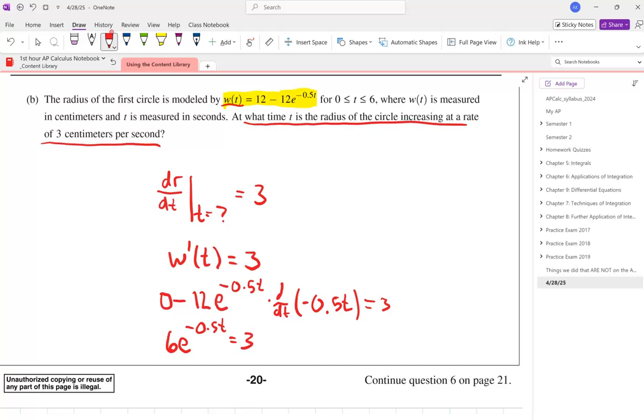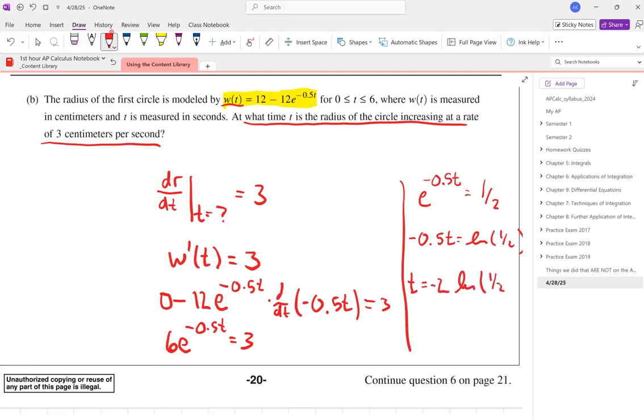So to solve this, then, we'll divide both sides by 6 to get the exponential piece by itself. We'll do the natural log of both sides to cancel out the base of the exponential. And then multiply both sides by negative 2 to get rid of the negative 0.5 coefficient. And this would be in seconds.